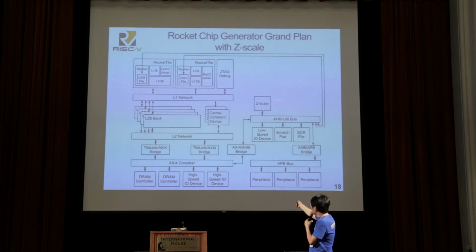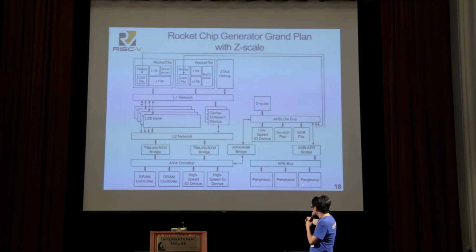And this is going to be your Zscale complex over here, where it's connected through this AXI4 to AHB bridge. And on this bus, there's going to be the Zscale processor and all the low-speed I/O, scratchpad, and the system control registers.